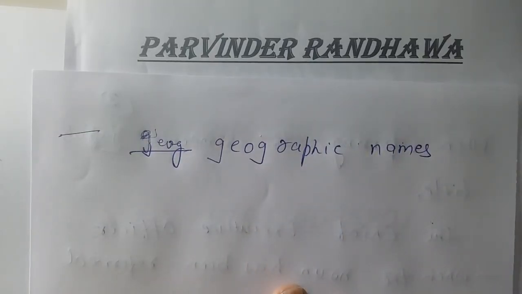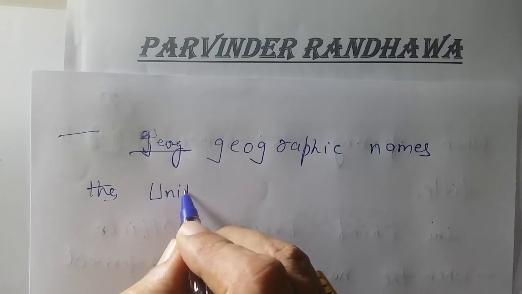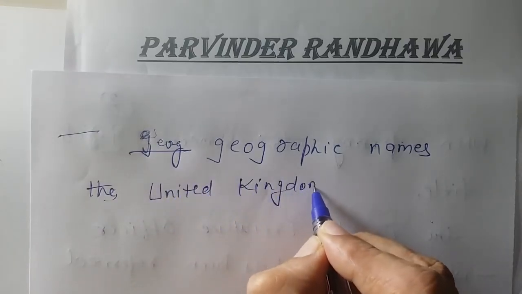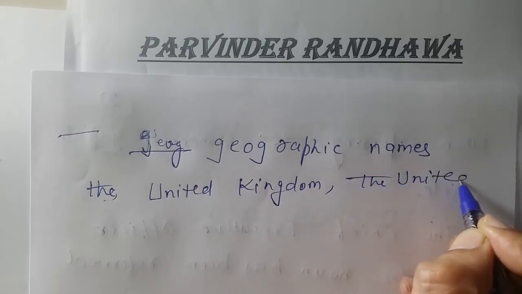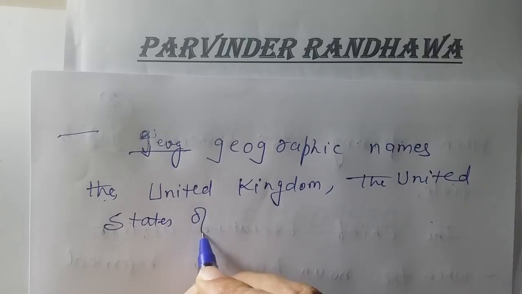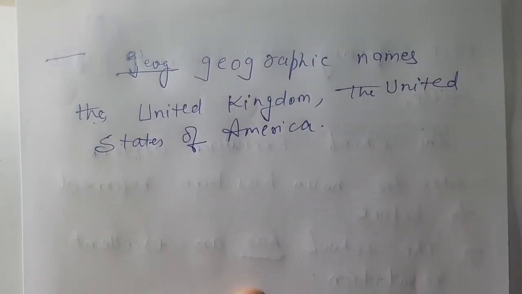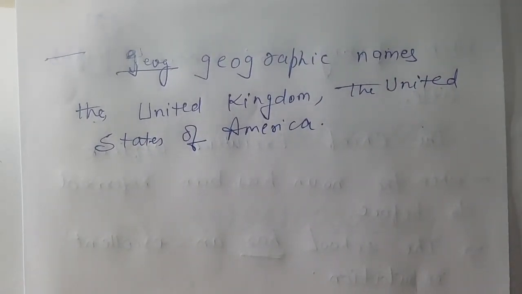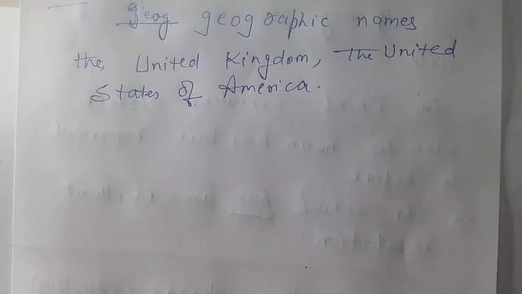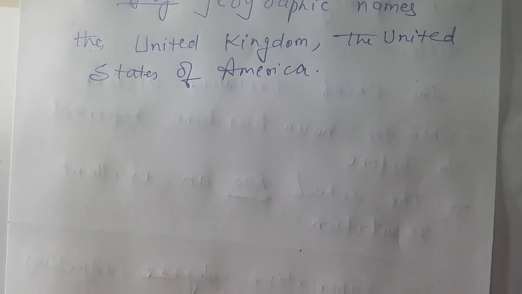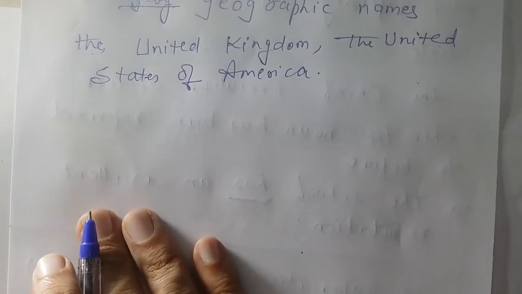What kind of geographic names are there? If you remember, we always use the in front of the United Kingdom, the United States of America, because they are representing a geographical region. But the United Kingdom is a combination of three countries. The United States of America is a combination of states, right? These are the regions because they are representing the complete. But England, it's a country name. They are not representing geography. They are part of the geography, but not a particular geography. So that's the reason here.